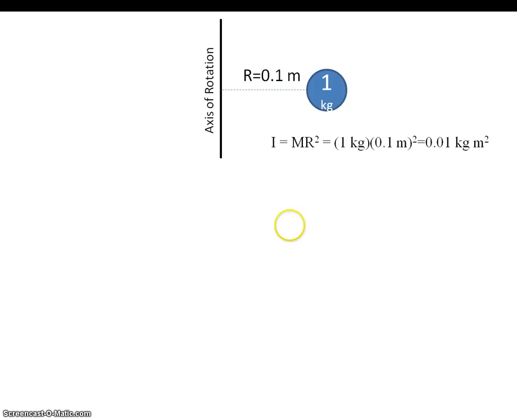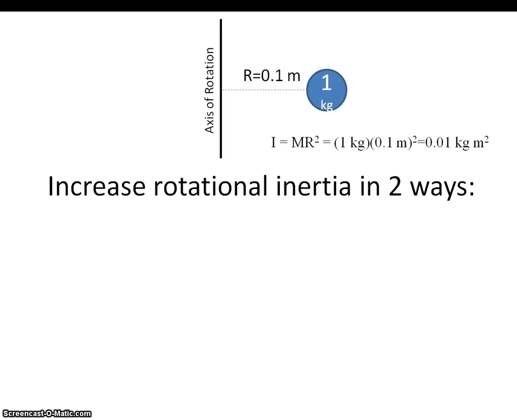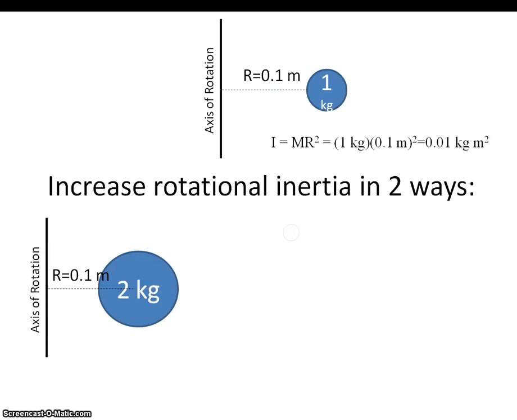Now the physics behind this is that you can basically do two things to increase inertia. Number one is you can use more mass. Number two is you can move that mass further away from the axis of rotation. And by doing one or both of those things, you will actually give an object more rotational kinetic energy. So let's take a look at the first thing. Let's increase the rotational inertia just simply by increasing the mass. So I'm going to replace my 1 kilogram with a 2 kilogram mass, but I'm going to keep it at the same radius.